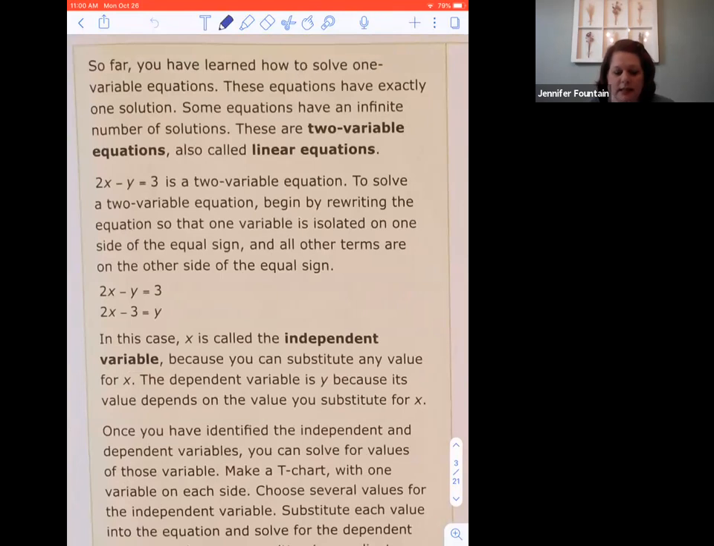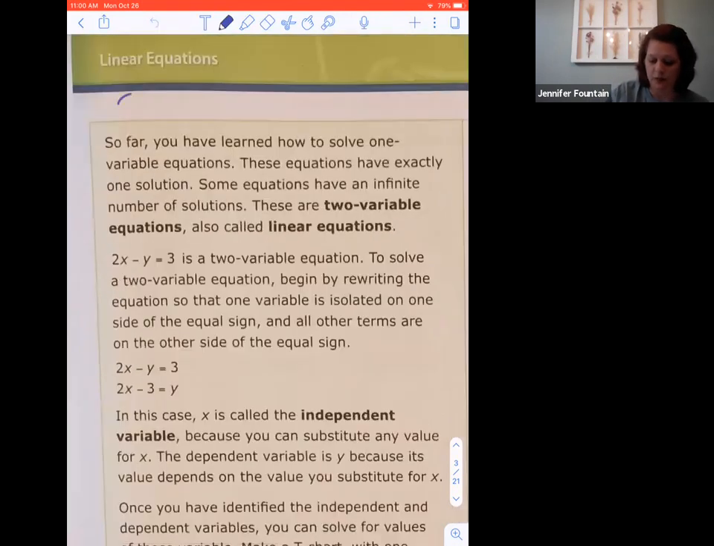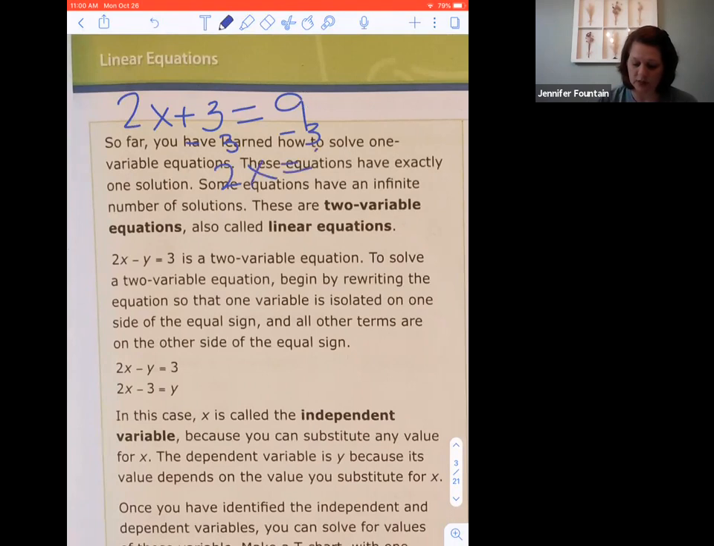Okay, so what this says in lesson 30, it says, so far you have learned how to solve one variable equations. A one variable equation is like if you have 2x plus 3 equals 9. We've learned how to solve something like that, where I'd subtract 3, 2x equals 6, divide by 2, and x equals 3.